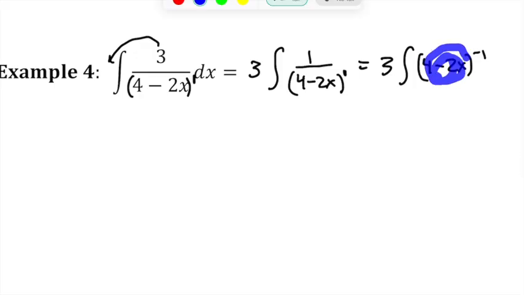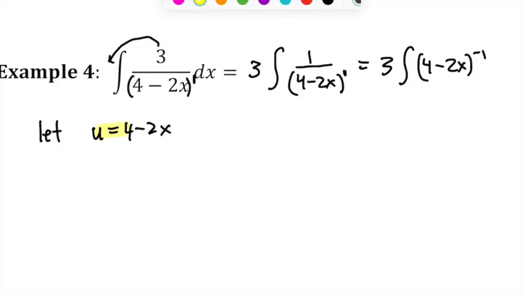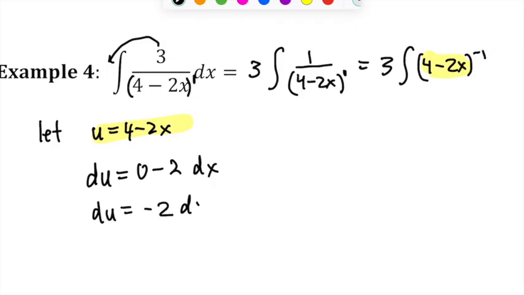easier because I know a negative 1 exponent is basically a log. Like, I want to try to get this to u to the negative 1 because I can integrate it as a log. So I'm going to let u equal 4 minus 2x in this case. My du in this case is going to be, again, if I take the derivative of 4, I get 0. And if I take the derivative of 2x, I just get 2. So du is equal to negative 2 dx. And then if I solve for dx, I get du over negative 2. So this gets substituted in for dx.